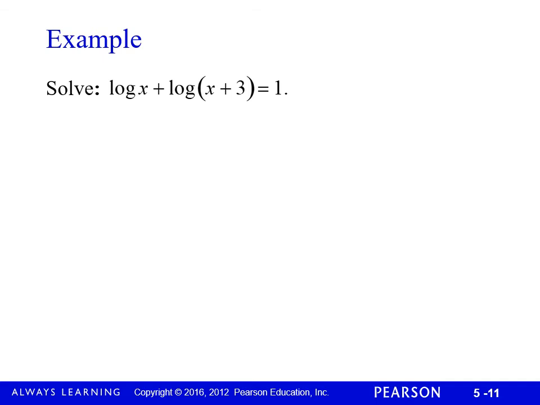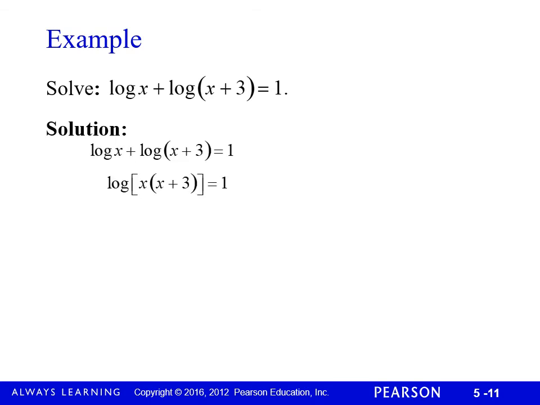Let's look at one a little bit more complicated. Here we have the log of x plus the log of x plus 3 equals 1. Again, we can see we do not have all logs, because there's a 1 there by itself with no log. We have all the logs on one side, so that's good. So now we just have to combine them into a single log. And again, we have addition, so this is the product rule. So we get the log of x times x plus 3 equals 1.